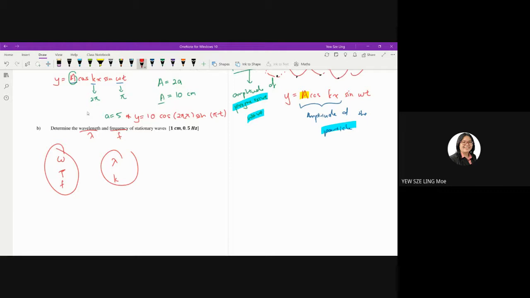So if you have one of the items in a family, you'll be able to determine the other. For instance, to calculate the frequency, you see whether you have omega or T. For this question, we have the value of omega, so we can determine the frequency of the stationary wave. If you want to determine lambda, you need k. Do you have k? Yes, you do, from the equation given. Wait, let me get a mouse first.